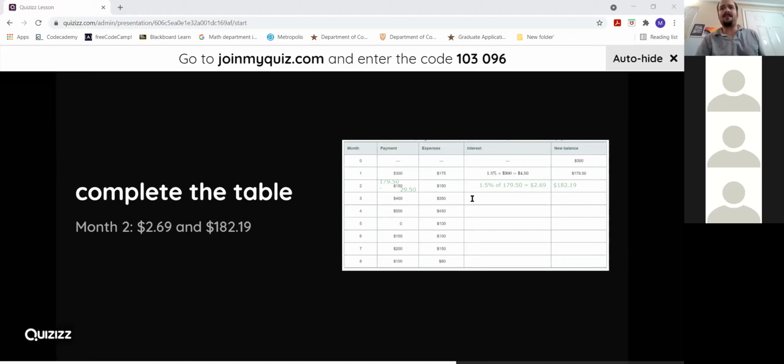So the first thing I should do here is what? 1.5% of 182.19. And then I've got to do the same thing. I've got to add 182.19. I'm subtracting what? 400. So it looks like I'm going to have a negative number here. So I'm paying off more than what I owe. This gives me negative 217.81.